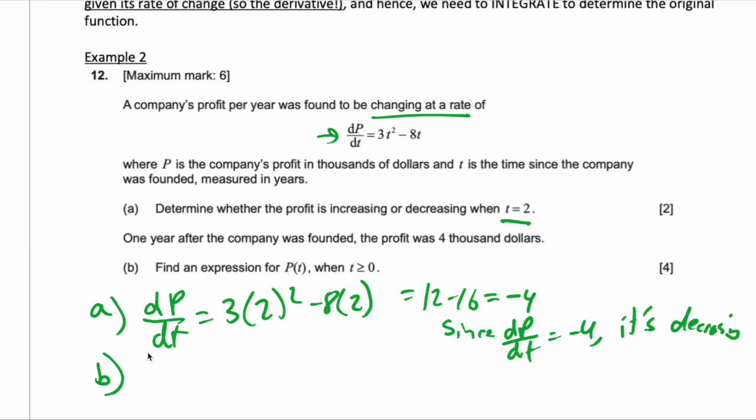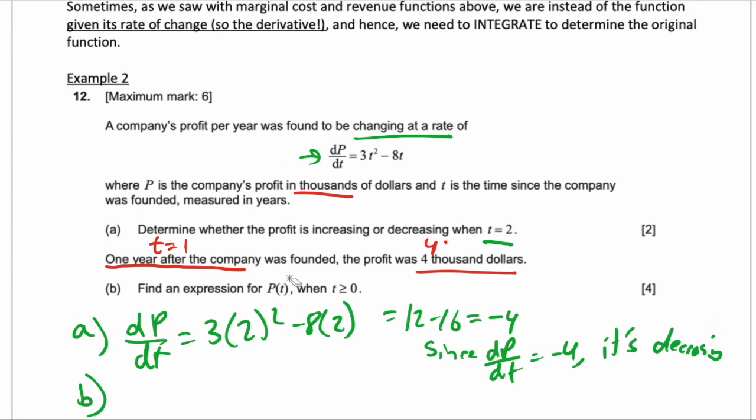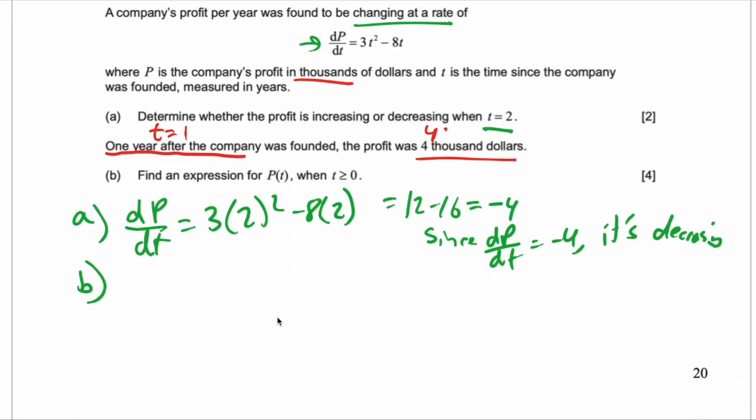Okay, part B is find an expression for the profit. And just before part B, they give this information. 1 year after the company was founded, that's t equals 1, profit is 4,000. Okay, this is measured in thousands already. Be careful of that. So we just sub in 4. We don't substitute in 4,000. So remember now what we're given is a rate. It's the derivative. So if you want to find P, you got to integrate.